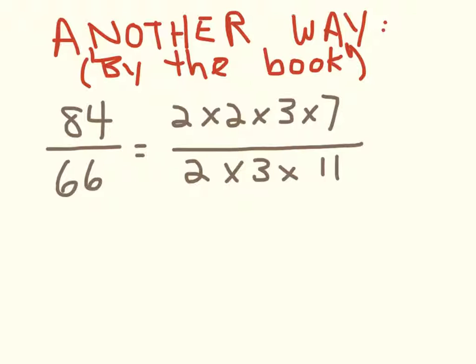So if you look at 84, 84 is 2 times 3 times 7. And one thing to notice about all of those is they are prime numbers. They can't be broken down into factors any further. And same thing down here in the denominator, 66 is 2 times 3 times 11, and 2 and 3 and 11 too are prime numbers, so you can't break those down any further. And so it's the prime numbers that really get you to the most simplified version of that fraction.